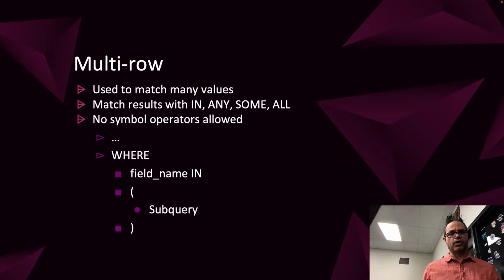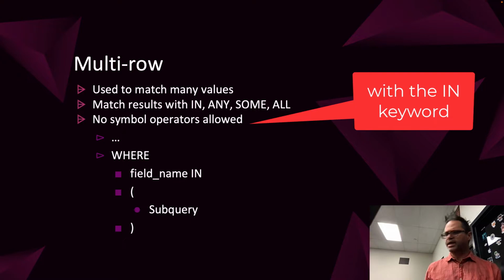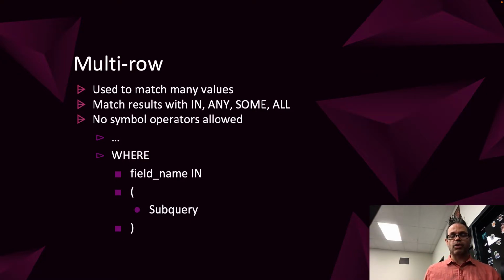A multi-row subquery is going to match multiple values. We match that with either the in, the any, the some, or the all keywords. And because we're using the in, any, some, and all keywords, we can't use the symbols like equals, less than, greater than, etc. We see this in an example right here in our where clause. I'm going to say field name is in, and then I do my subquery, and that gives me a single row set of values.